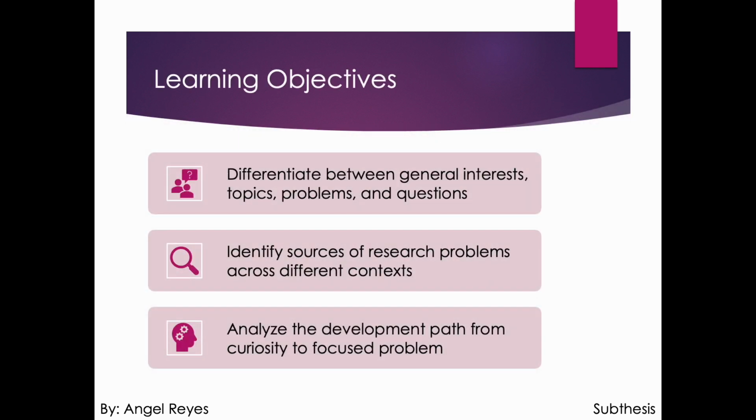In today's session, we have 3 primary learning objectives. First, we'll learn to differentiate between general interests, topics, problems, and questions. Understanding the distinctions between these elements is crucial for developing focused research. Second, we'll identify various sources of research problems across different contexts, recognizing that meaningful problems can emerge from multiple origins. Finally, we'll analyze the development path from curiosity to focused problem, examining how this narrowing process works in practice.